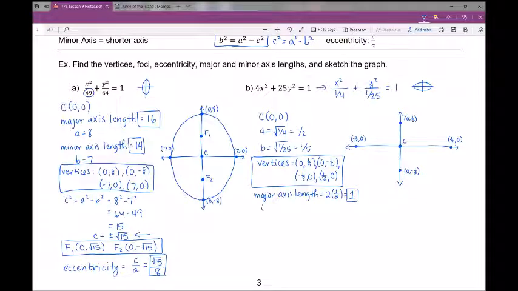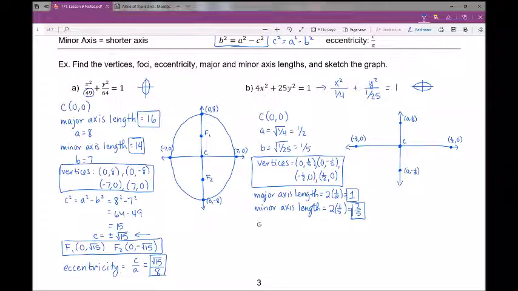The minor axis length will be 2 times 1/5, which is 2/5. All right, so we've got the vertices, the axes lengths. Let's see what else we need. We need the foci. So let's go ahead and find our distance C.